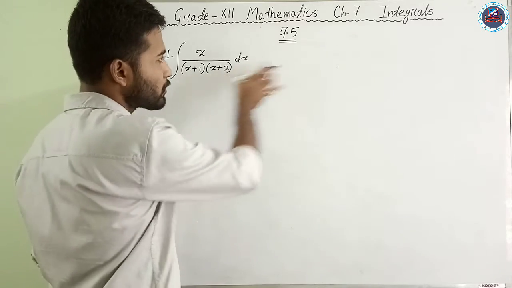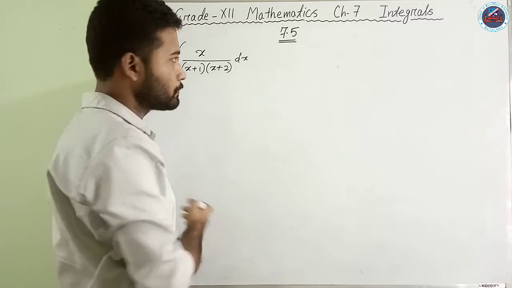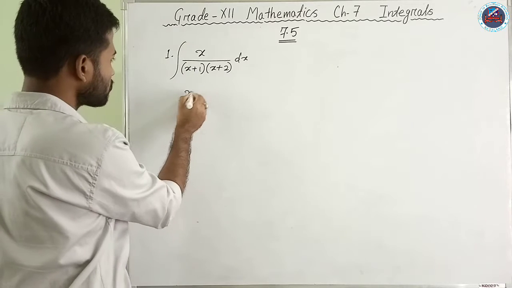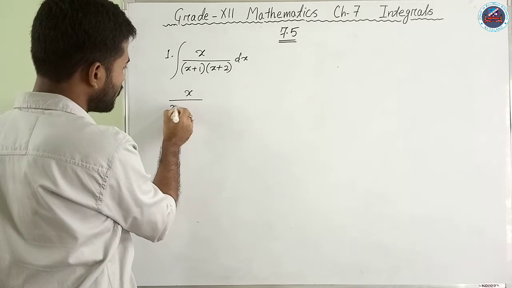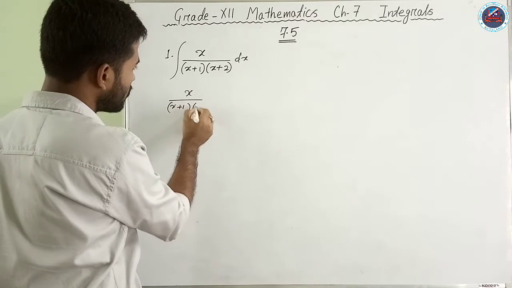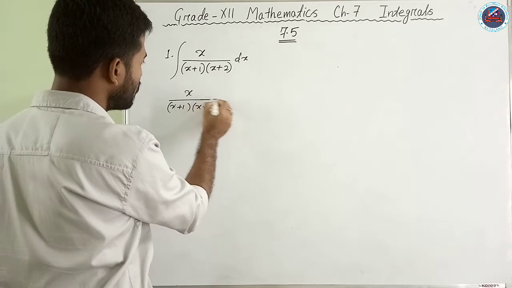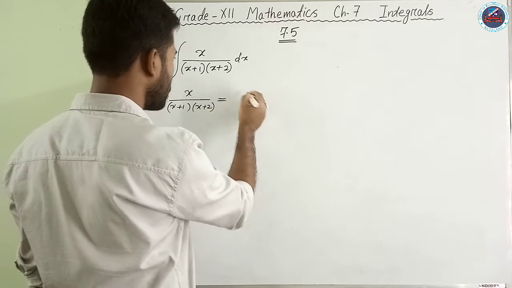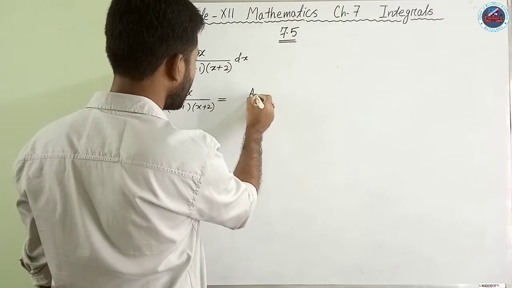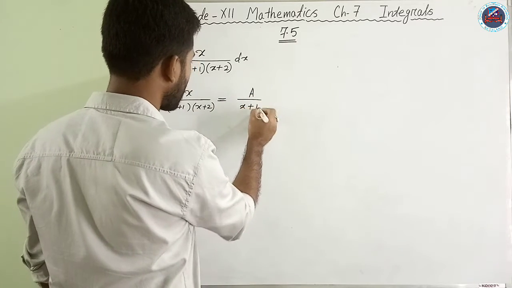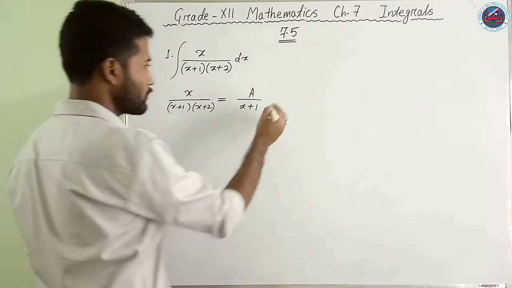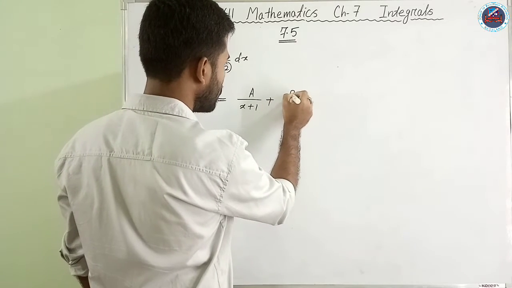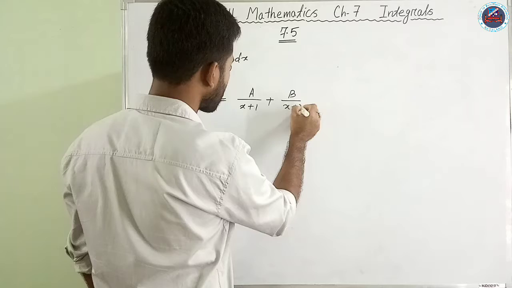So clearly this category falls on the first type, and for that what can we do? We can write x by (x plus 1)(x plus 2). If we want to split it by partial fractions, it will be a by x plus 1, because there are two different roots, plus b by x plus 2.